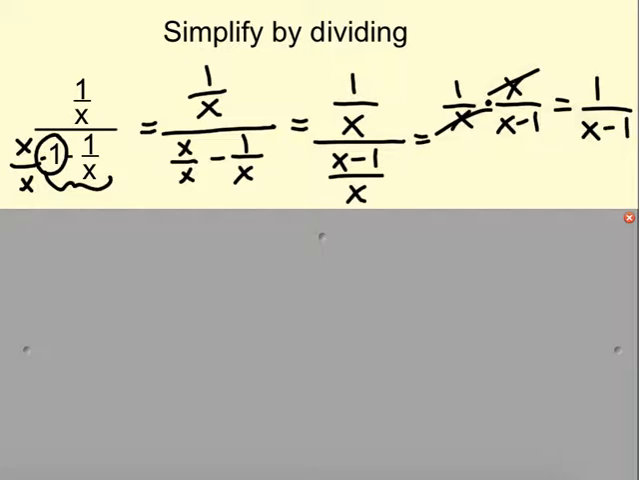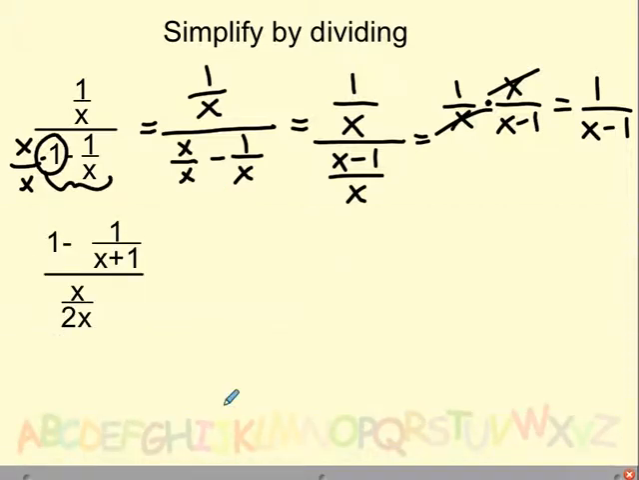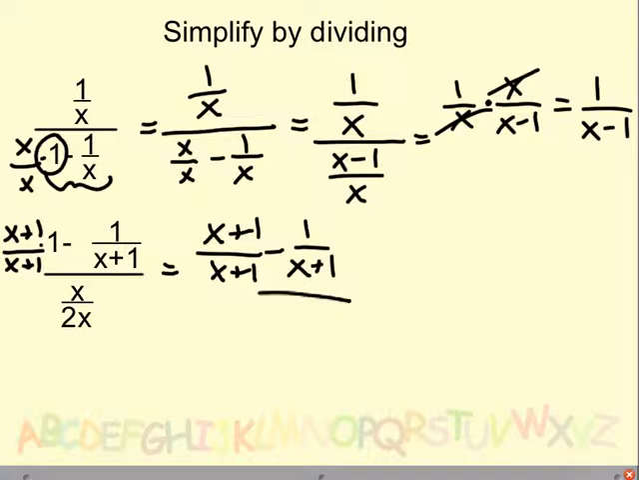Okay, but we had to get it to a place where it was a fraction divided by a fraction before we did anything else. We're going to have to do the same thing here, but in this case, my 1 is going to have the same denominator of x plus 1, which means I have to multiply by that denominator in numerator and denominator, because x plus 1 over x plus 1 is 1, so that I get x plus 1 over x plus 1 minus 1 over x plus 1, all of that over x over 2x.